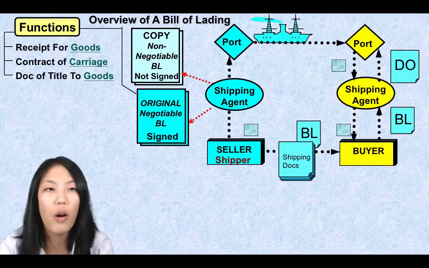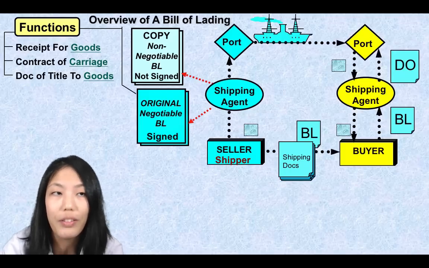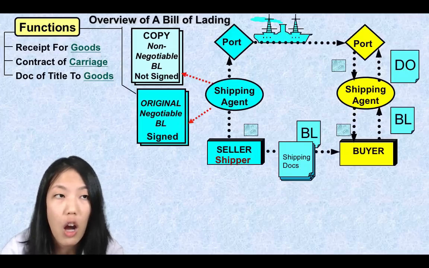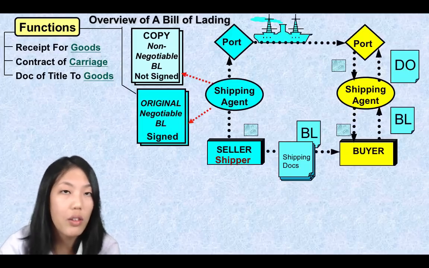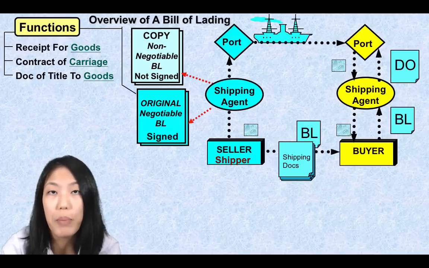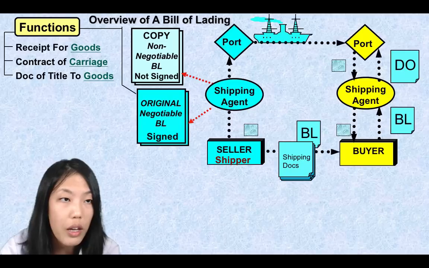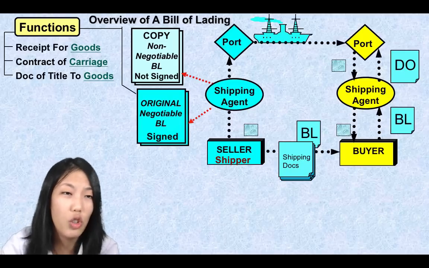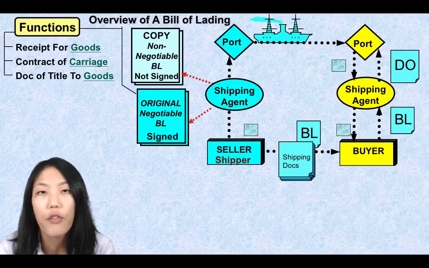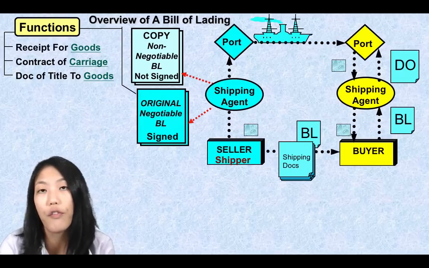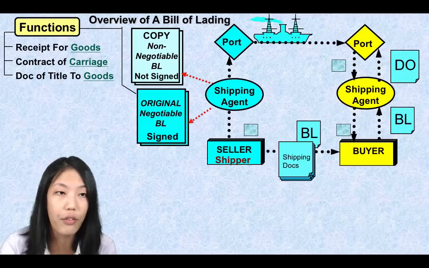An important point to note is that when a bill of lading is issued, it is issued normally in 3 original copies. So why are 3 original bills of lading copies issued? This is because in those days, the mailing system was not so reliable, so they sent the first copy over and kept the 2 other copies in case the first original did not arrive.